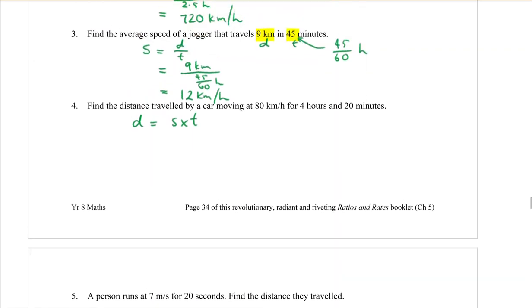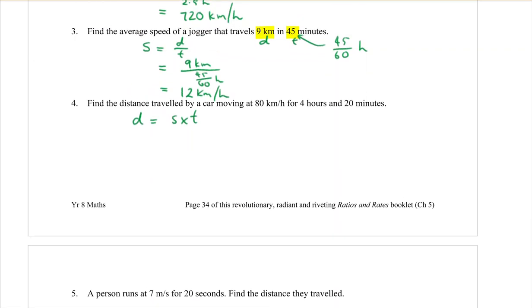My speed is 80 kilometers per hour, and my time is 4 hours and 20 minutes. Now, like I did before, I can't have hours and minutes. I need it all to be in hours. So that's going to be 4 hours, and the 20 minutes, just put the 20 over 60. And that will now be in hours.